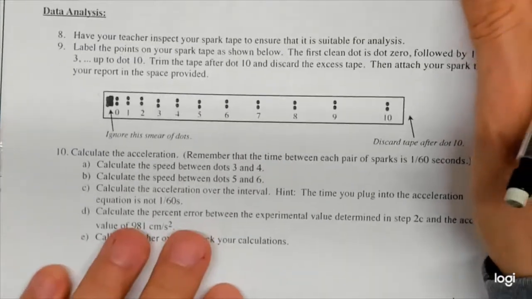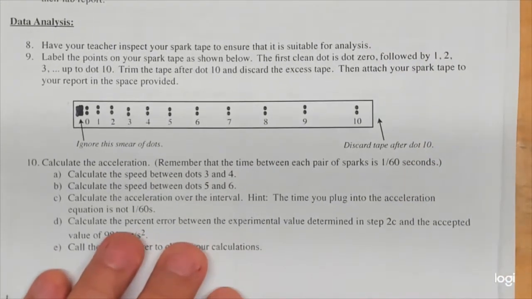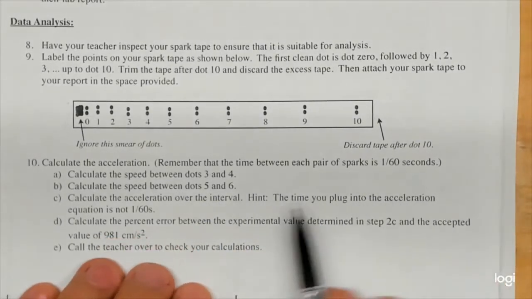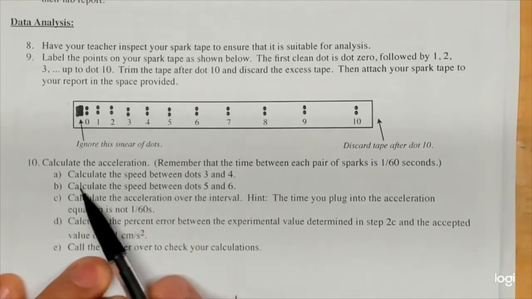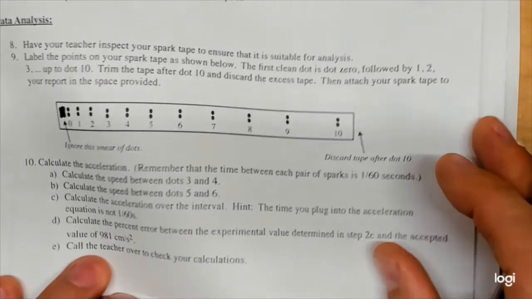So what we're going to do now is step 10, okay? So step 10, we're going to calculate what that acceleration actually is. And it tells you to remember the time between each pair of marks is 1/60th second. First, we're going to calculate the speed between dots 3 and 4, and then the speed between 5 and 6, and we should see two different answers because the weight that we dropped was speeding up.